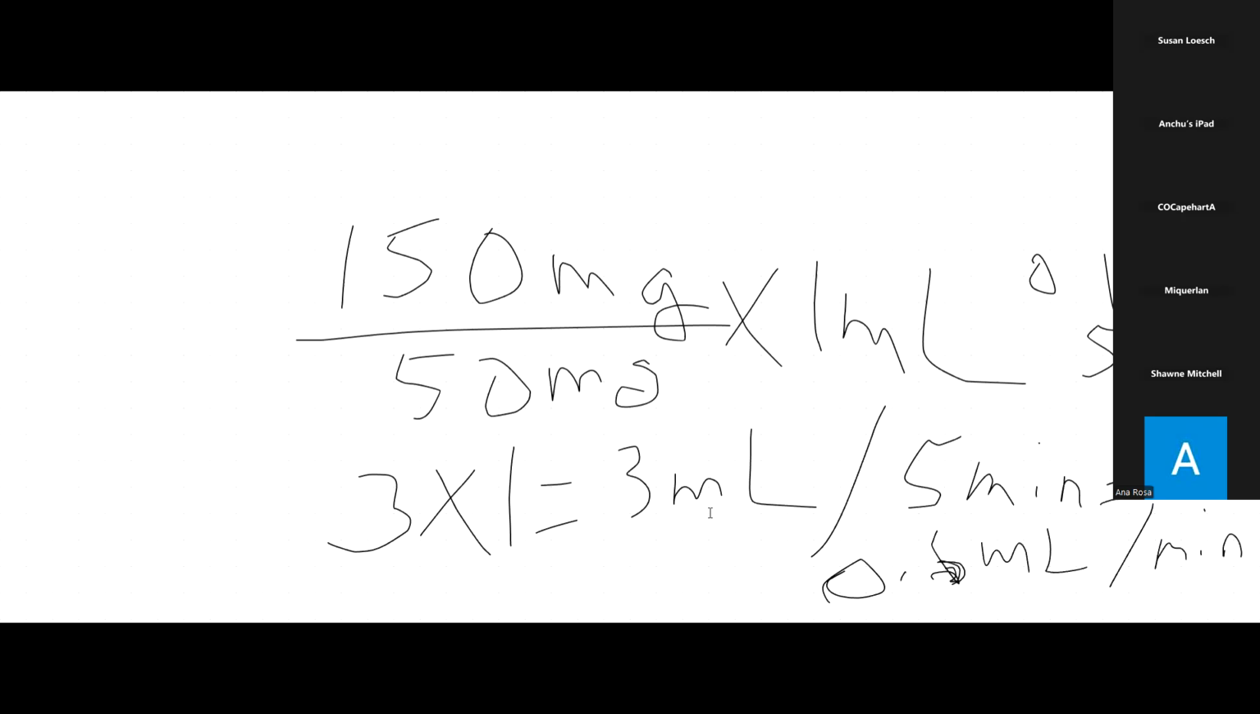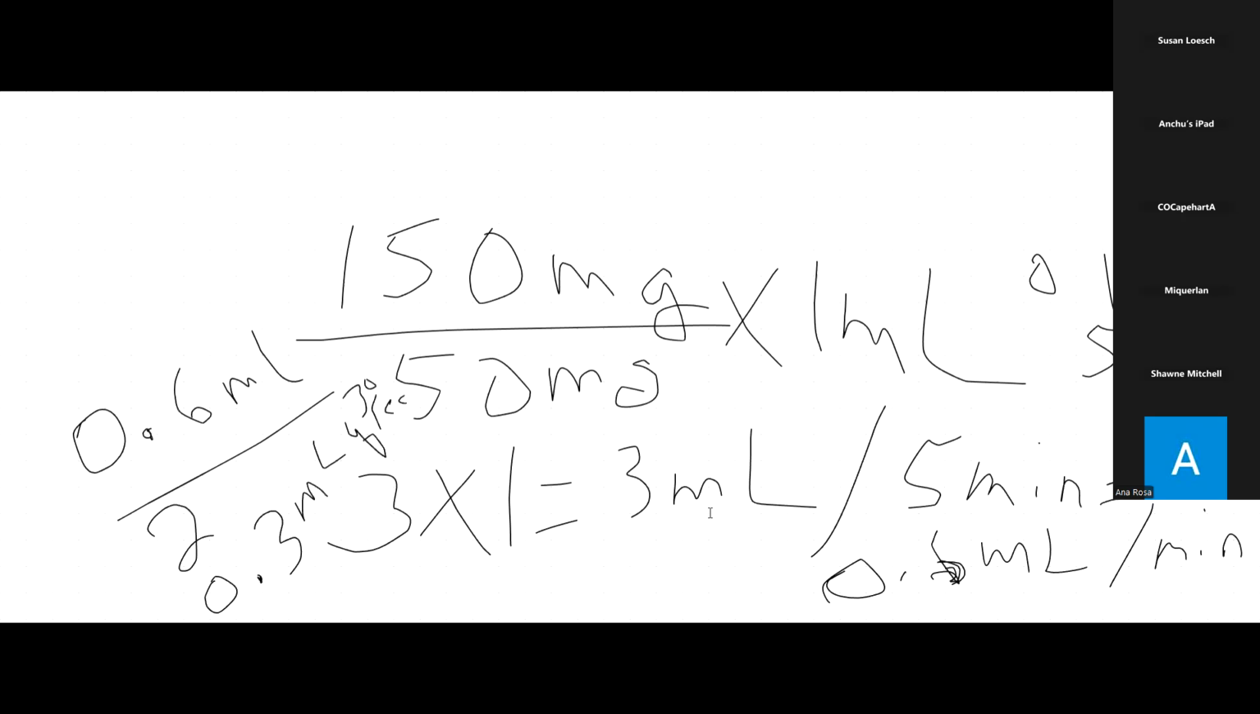And then I asked you over 30 seconds. So 0.6 divided by 2, because there's two 30-second intervals in a minute. And that would equal 0.3 every 30 seconds. And if you did it over every 15 seconds, because there's 4 15-second intervals, we would have 0.6 divided by 4, which equals 0.15 mLs every 15 seconds. Okay, so let's try some practice.